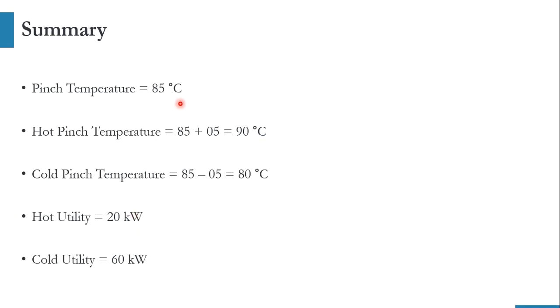So the pinch temperature is 85 degrees centigrade, hot pinch temperature 90, cold pinch temperature 80. Remember these two: hot utility 20 kilowatt and cold utility 60 kilowatt. So we have to obey all three golden rules: that we cannot supply heat across the pinch, we cannot use cooling utility above pinch, and we cannot use heating duty below pinch.